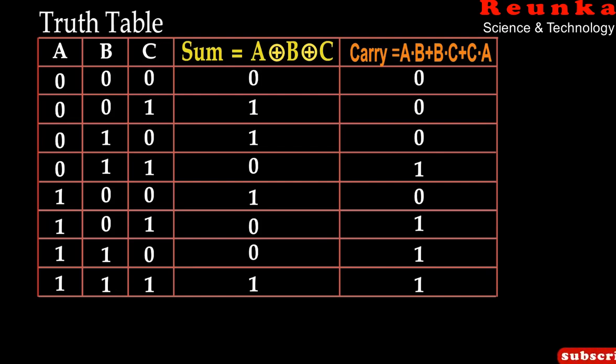From the truth table, you can see the sum is nothing but the output of the XOR gate. So from the definition of the XOR gate, we can say that whenever the number of ones in the data is odd, then the output of the XOR gate will be 1. And in the carry, you can see whenever more than one input is high, the carry is generated. So here, when 2 ones are there, carry is generated. If 3 ones are there, carry is generated.